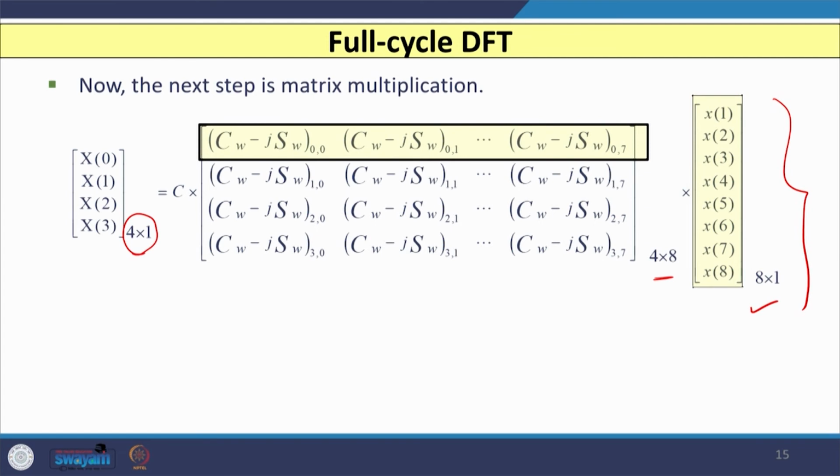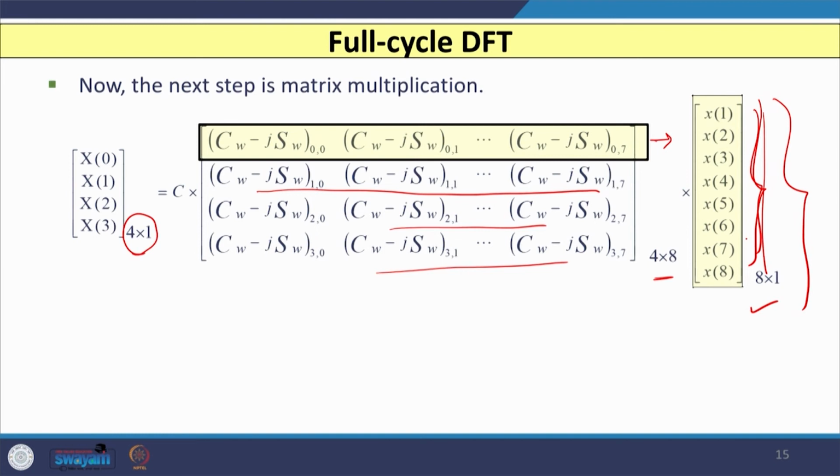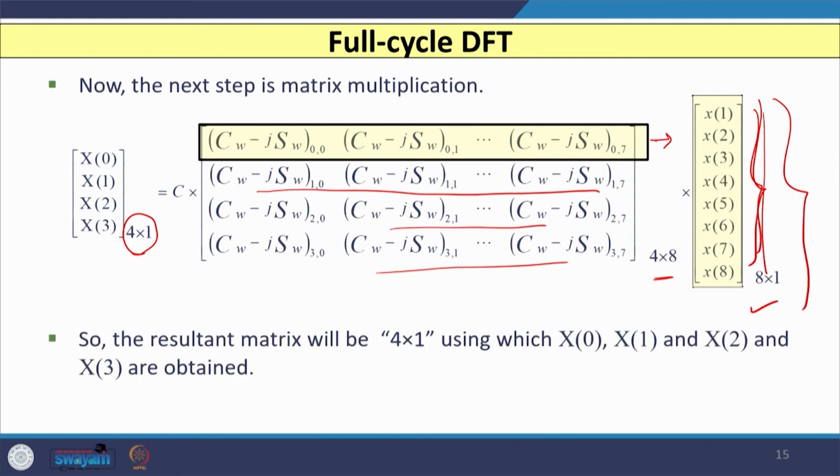So, here in matrix multiplication, this row you need to multiply with these values. Similarly, in the second case you need to multiply this with this, then the third row with all these values and the fourth row with all these values of x1 to x8. So, finally, the resultant will be 4 cross 1, and that is x0, x1, x2 and x3. x0 indicates the DC value phasor, x1 indicates the phasor of the fundamental, x2 indicates the phasor of the second harmonic and x3 indicates the phasor of the third harmonic, and so on.